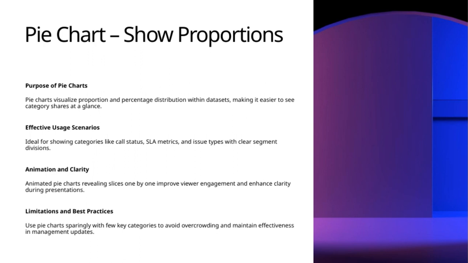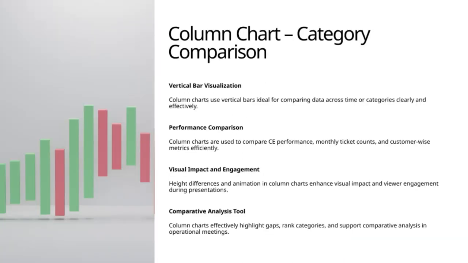Let's talk about vertical bar charts, also known as column charts. They're perfect for comparing data across time or different categories, making complex information easy to grasp at a glance. We use them to track performance, like monthly ticket counts or customer metrics, because the height of each bar makes differences immediately clear. Adding animation can boost engagement, helping the audience stay focused. These charts aren't just pretty, they're powerful tools for spotting gaps, ranking categories, and driving meaningful discussions in meetings.